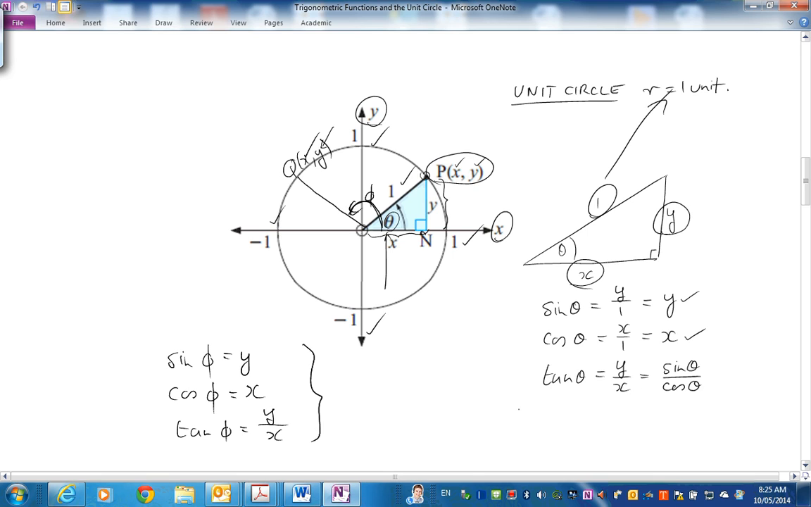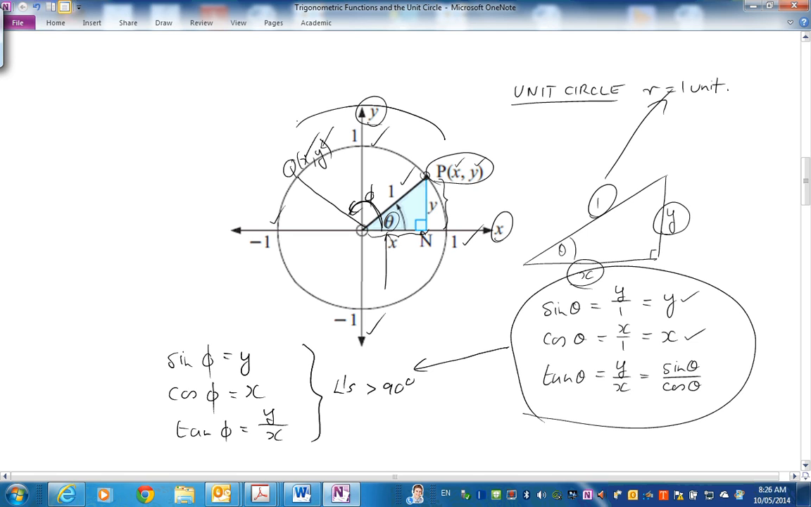If you define this on the unit circle and carry it into the next quadrant, then you can have angles bigger than 90. Angles can be greater than 90. So you're going to keep going. This is called the circular function definition.